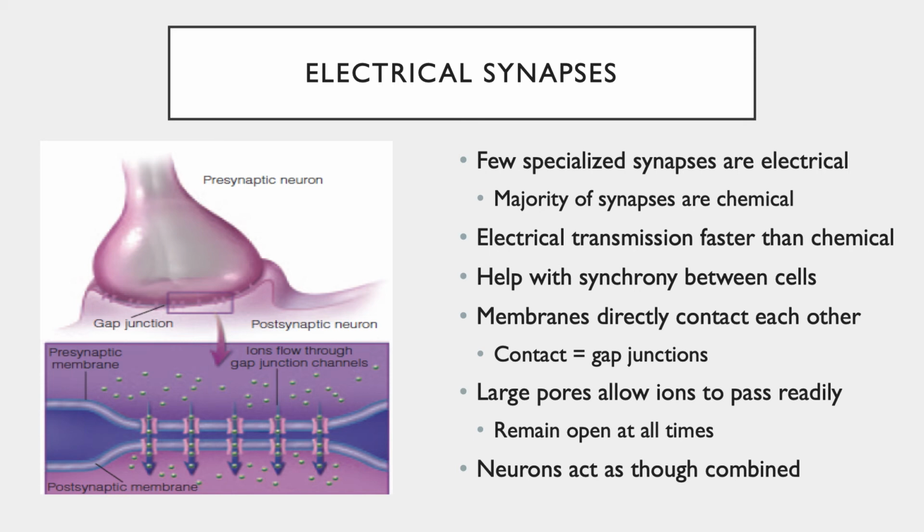In the case of electrical synapses, the membranes directly contact each other. There is no synaptic cleft. That contact is referred to as a gap junction. There are large pores on both sides that allow ions to pass readily from one membrane to another. They remain open at all times, so when they come into contact with each other, an ion release goes directly through those ion channels to the other neuron. Essentially, when it comes to electrical synapses, neurons act as though they are combined.